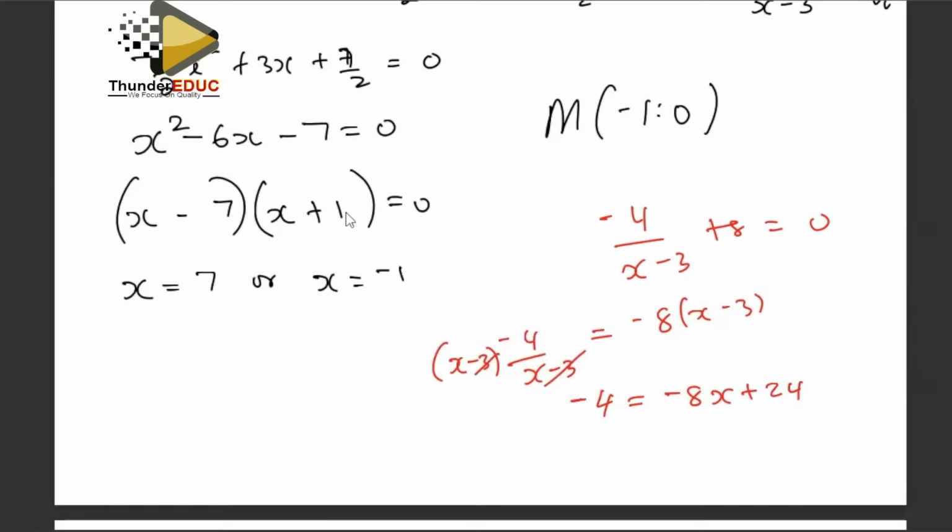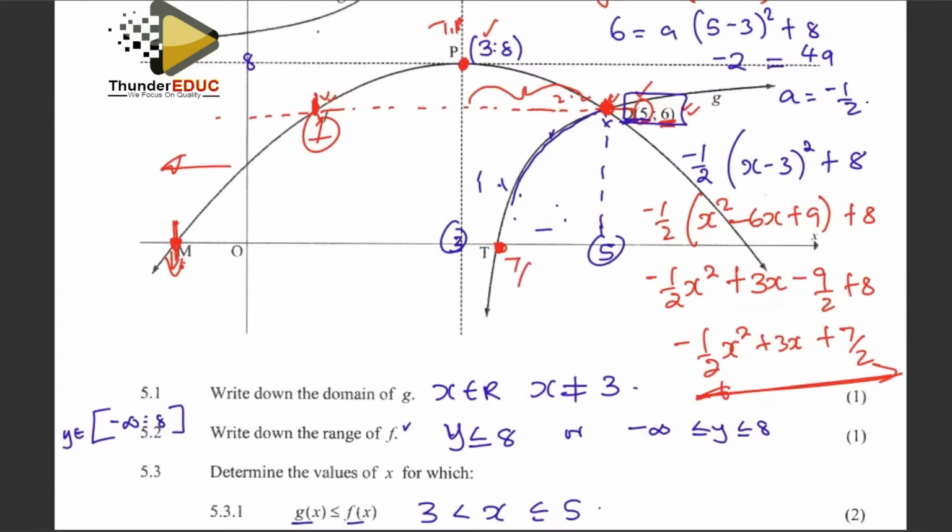Let's switch positions. So this 24 comes this side, it's going to be -28 is equal to -8x. Divide by -8 over -8. So what is 28 over 8? That becomes 7 over 2. So it's just one value. Meaning that this is 7 over 2, this is -1.